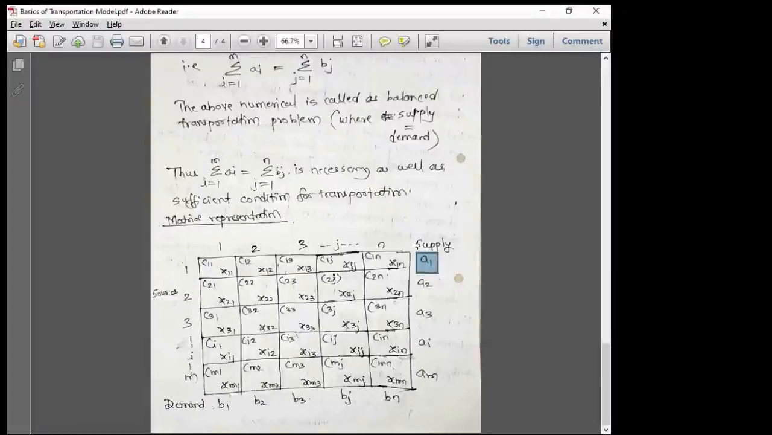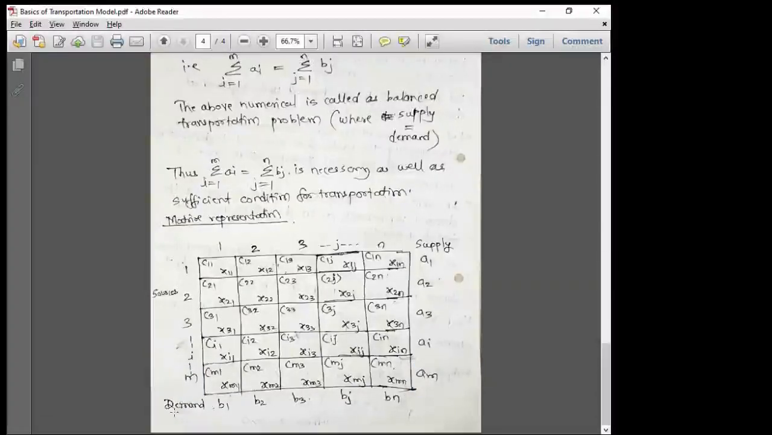Here you can see I've written supply. It is equal to A1. Similarly, the supply available at factory number 2 is given here, that is A2. Supply available at factory number 3 is given here. Supply available at factory number M is given here, right?